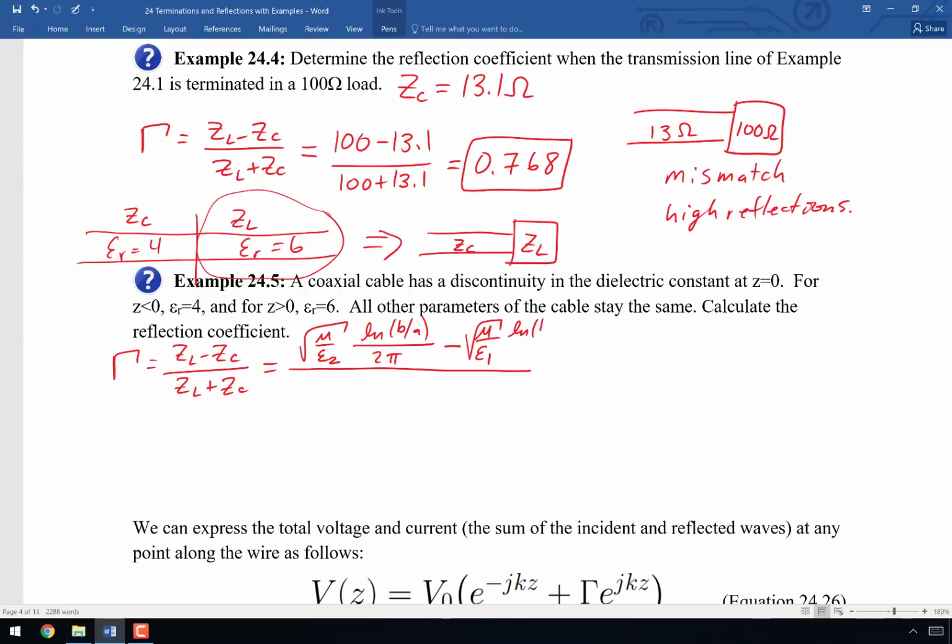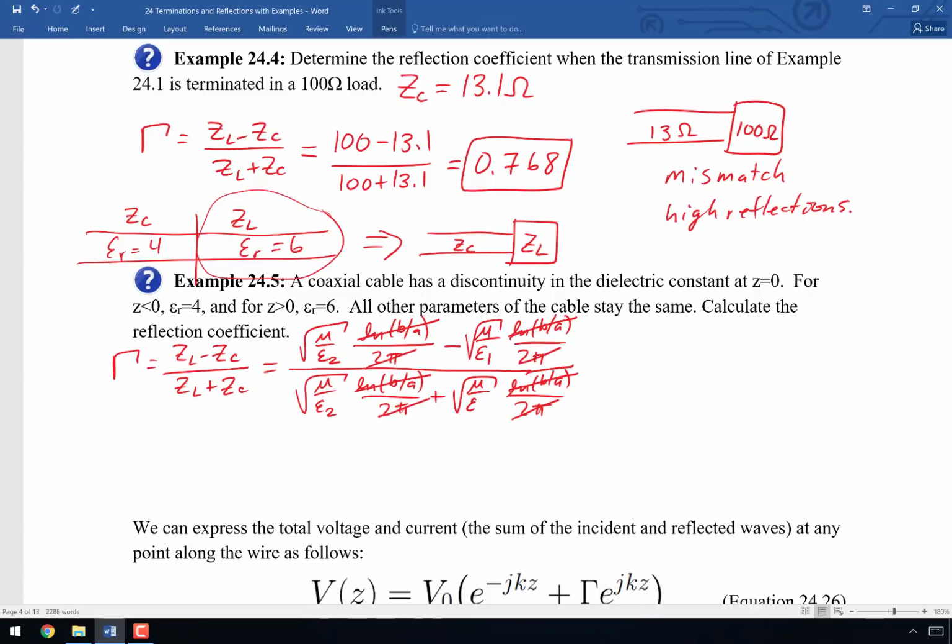And that's the natural log of b over a divided by 2 pi. Over here it's the square root of mu over epsilon 2, natural log of b divided by a over 2 pi, plus the square root of mu over epsilon 1, natural log of b over a divided by 2 pi. And all of the natural logs are going to cancel, which means that the inner and outer radii don't matter because they're constant, so they cancel each other out. The 2 pi's also cancel each other out, which is nice.